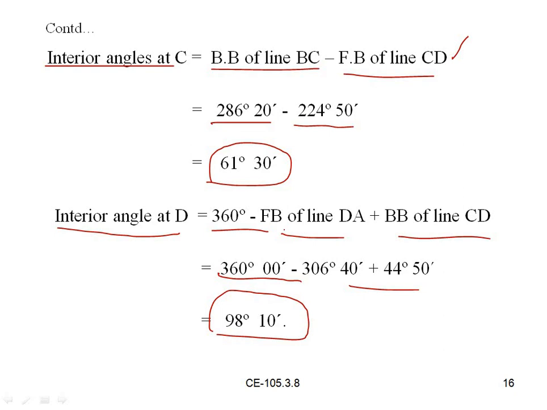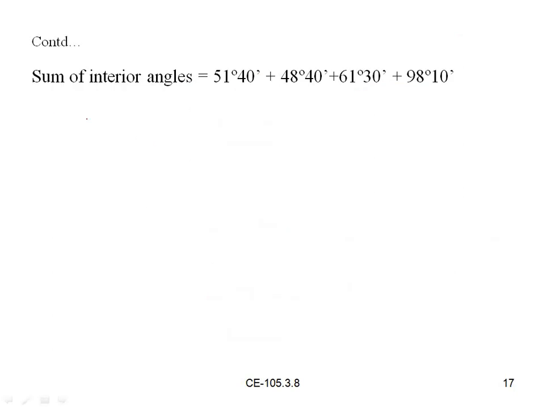So this is how the interior angles are generally calculated. Then we have to find the sum of interior angles: 51 degrees 40 minutes plus 148 degrees 40 minutes plus 61 degrees 30 minutes plus 98 degrees 10 minutes. Then we get 360 degrees 0 minutes. This is the answer we have to get exactly and correctly.